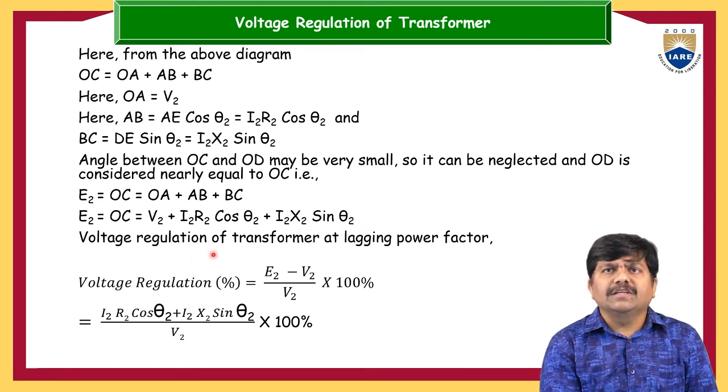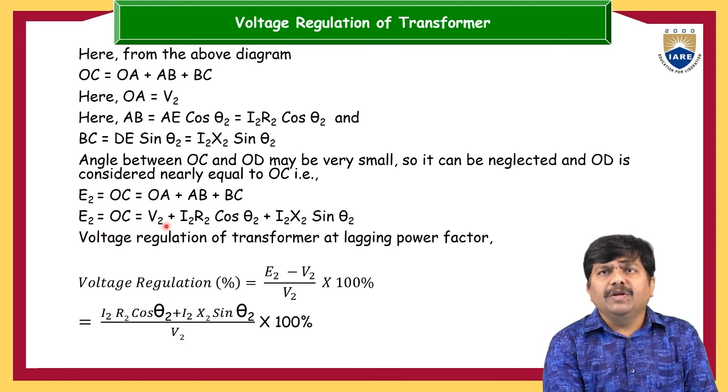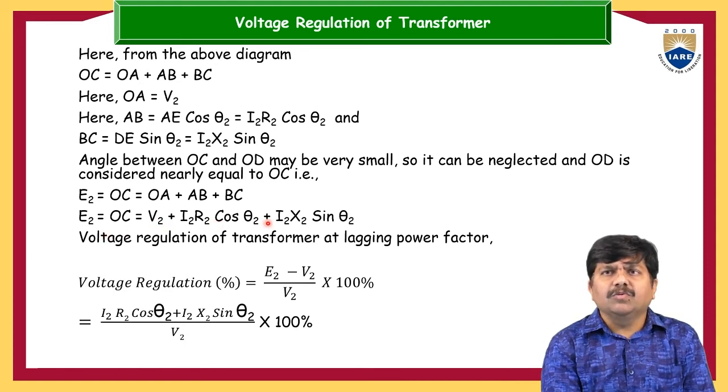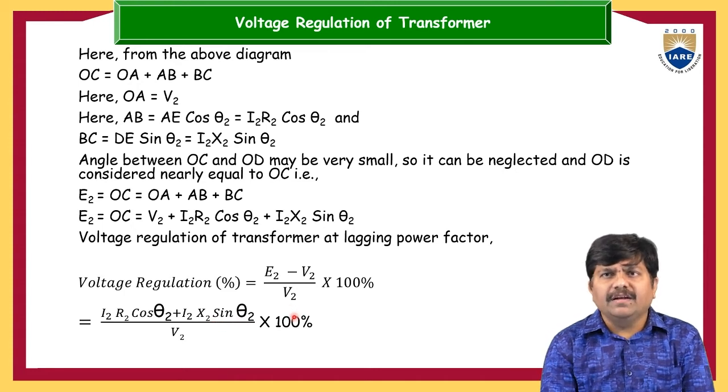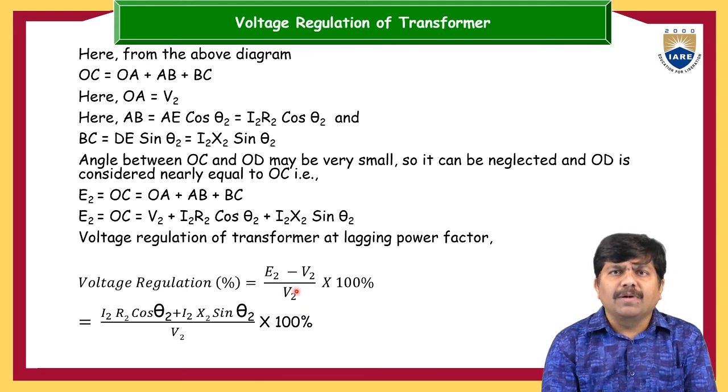So voltage regulation is nothing but, if you rearrange this particular equation, E2 minus V2 is equal to I2R2 cos theta 2 plus I2X2 sin theta 2. So voltage regulation is E2 minus V2, that is I2R2 cos theta 2 plus I2X2 sin theta 2, divided by V2, into 100%. Voltage regulation is always calculated as a percentage only. It is multiplied with 100% in order to get the percentage value.